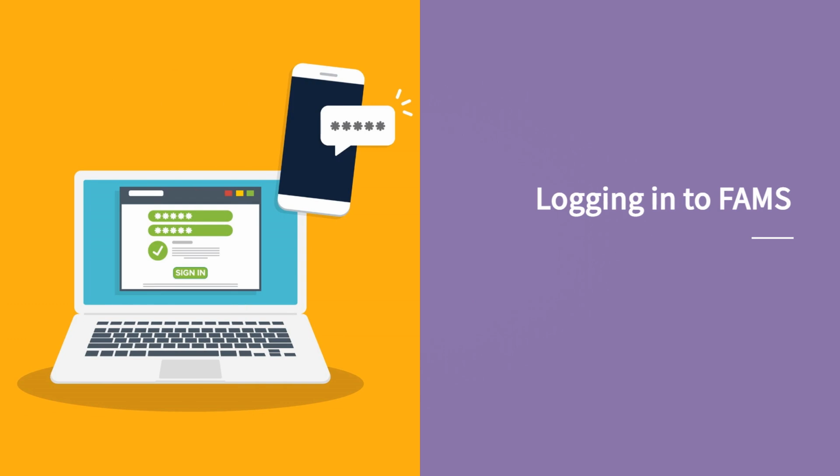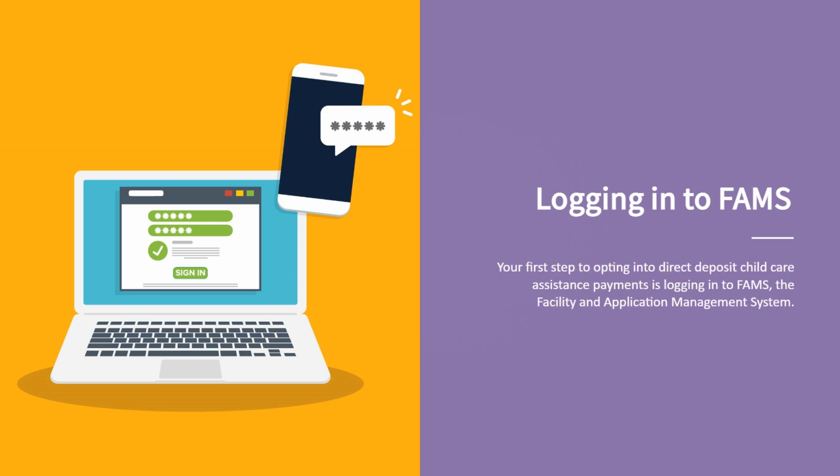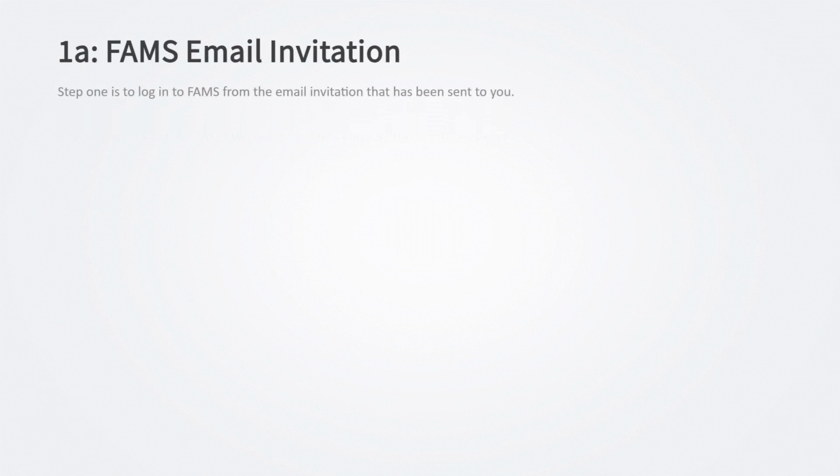Your first step to opting into direct deposit for child care assistance payments is logging into FAMS, the Facility and Application Management System. Step 1 is to log into FAMS from the email invitation that has been sent to you. You must select the link inside the email you receive from FAMS.